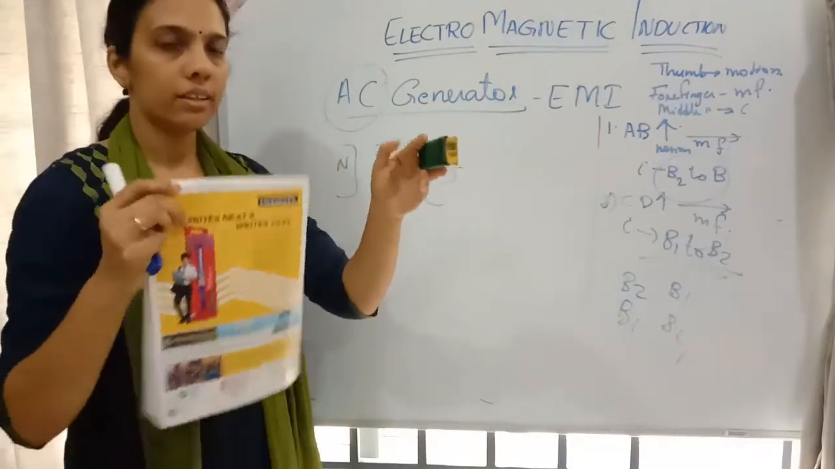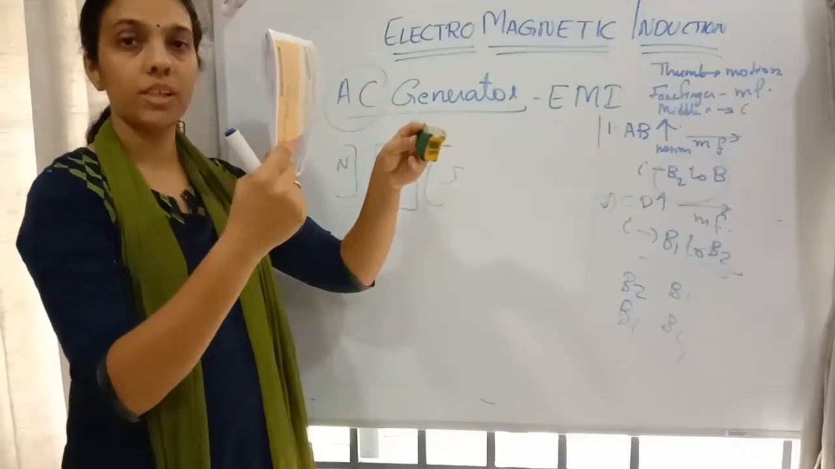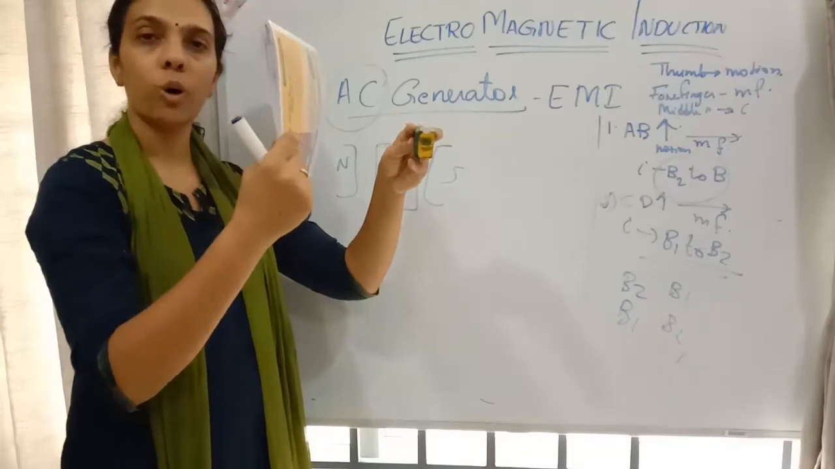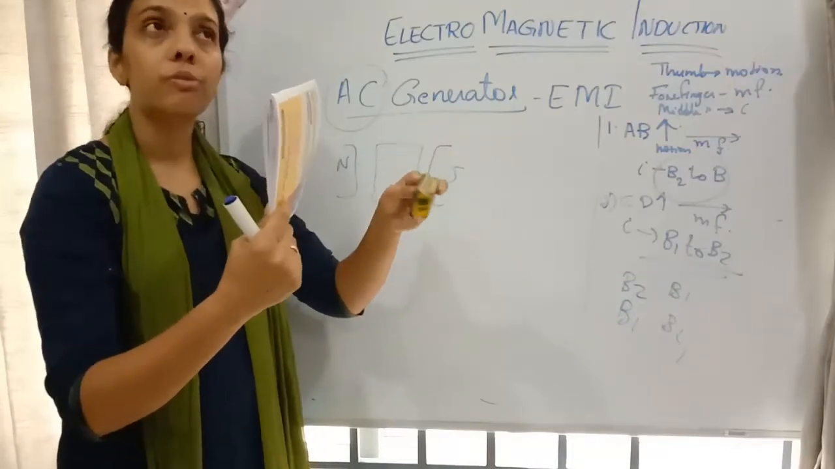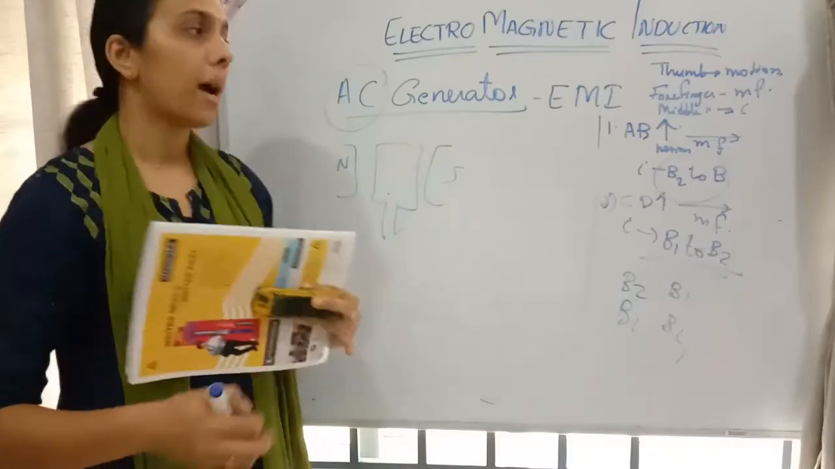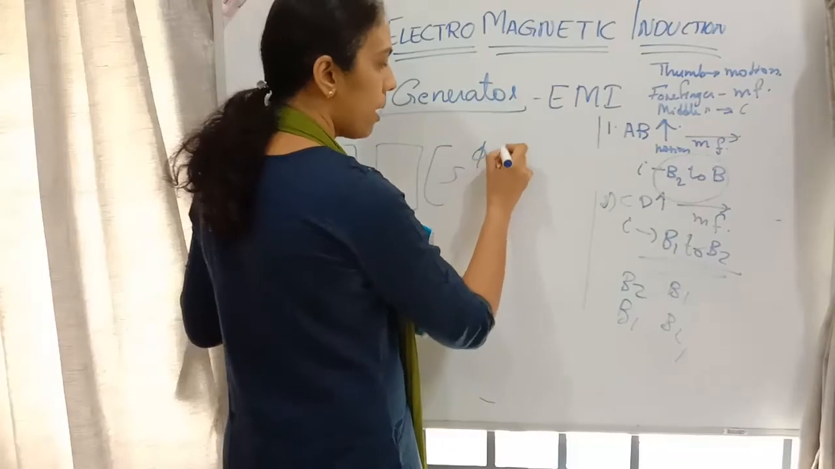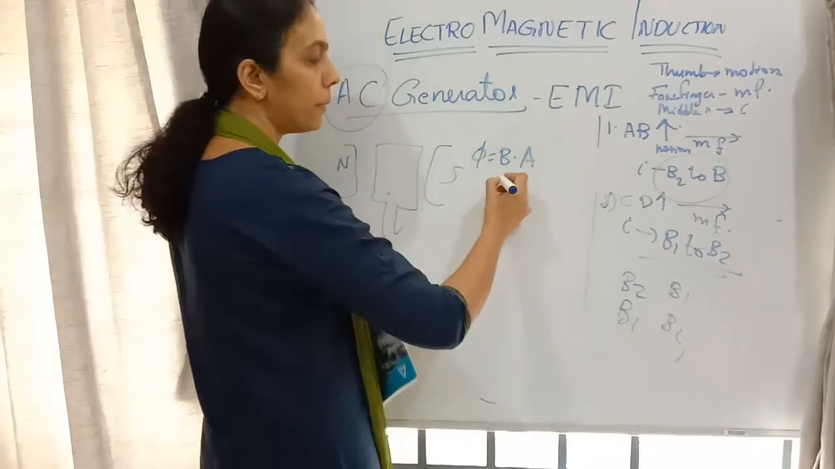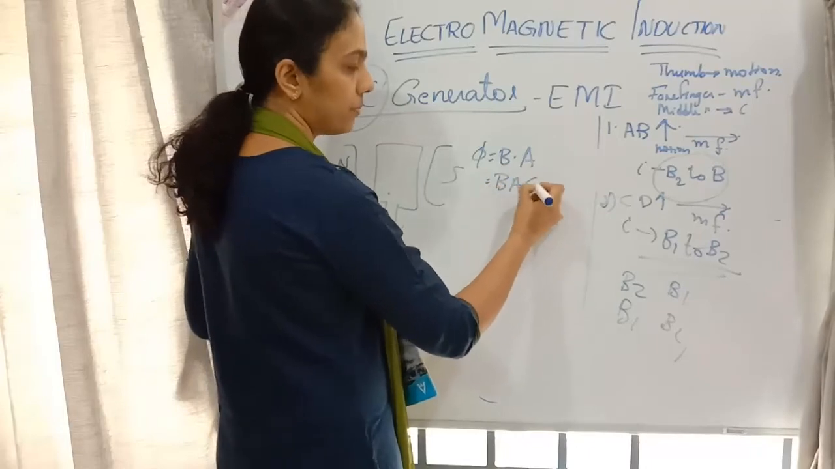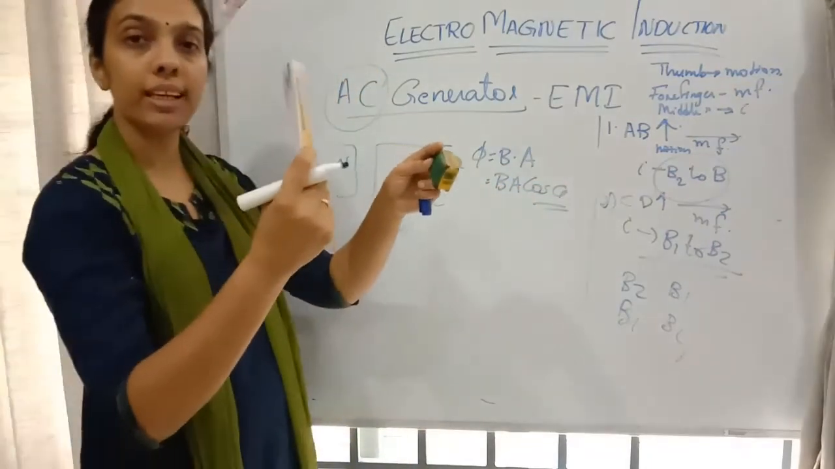Okay, clear? Now I am keeping the coil like this. Initially, suppose my coil is present like this. What will be the flux linked with the circuit? Magnetic flux linked with the circuit we will find using the formula B dot A. What is B dot A? BA cos theta.